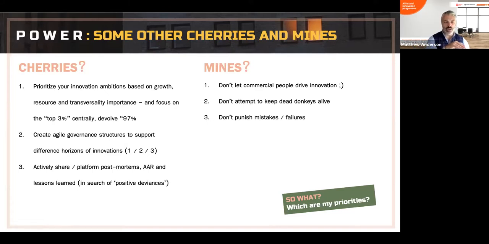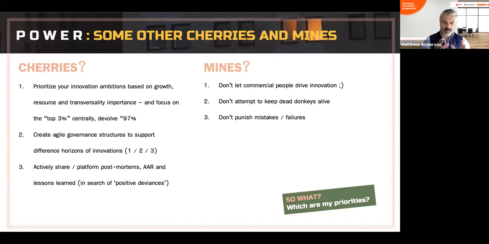This first one: prioritize your innovation ambitions based on growth, resource, and transversality, and focus on the top 3%, and devolve the 97. It's a good thing to remember, because that is the statistic from the consulting firm's 3 Horizon innovation program. They had Horizon 1, which is op excellence, Horizon 2, transversality, and Horizon 3 is the growth. The proportion of innovative initiatives that went in front of the senior people sitting at the apex of power was only 3%. In the case of this global consulting firm, it was 70 out of many thousand projects.